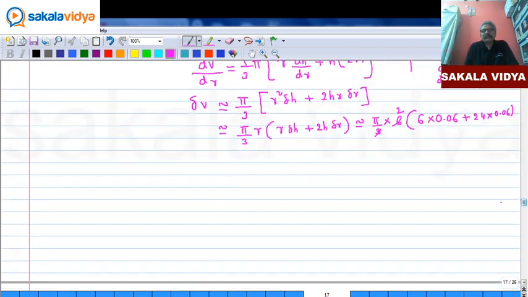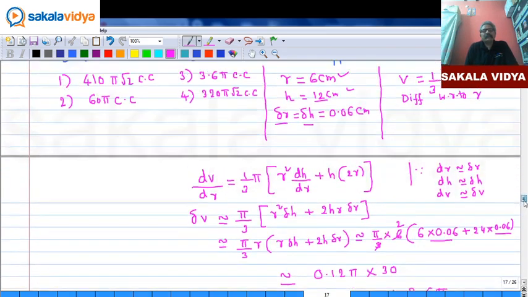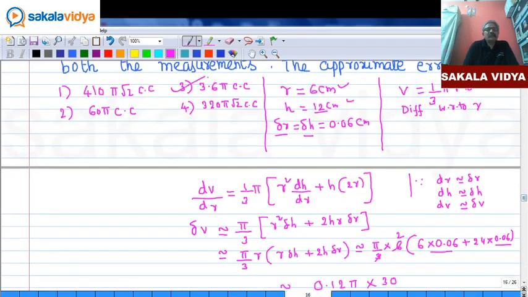So, let us calculate now. Approximately equal to 0.06 common, that will be 0.12 pi multiplied by 30. So, approximately equal to 360 pi. How many points? 2 points. So, approximately equal to 3.6 pi. So, third option is the right option.